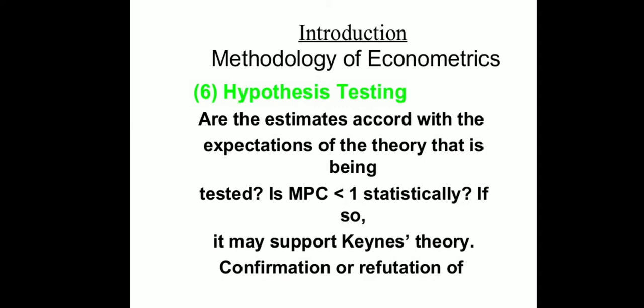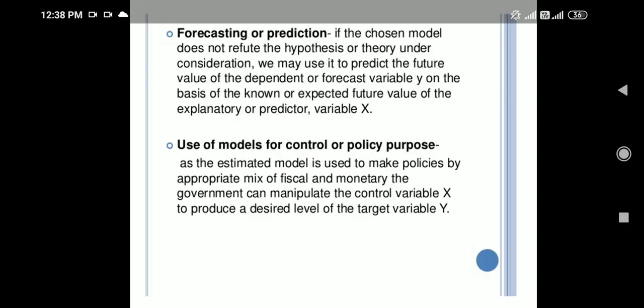So that is MPC. Is the marginal propensity to consume statistically significantly less than 1? What does Keynes' theory state? It states that the rate of change of consumption, that is the y value, the dependent variable, for a unit change in income x is greater than 0 but less than 1. The value should lie between 0 and 1. Is it less than 1?